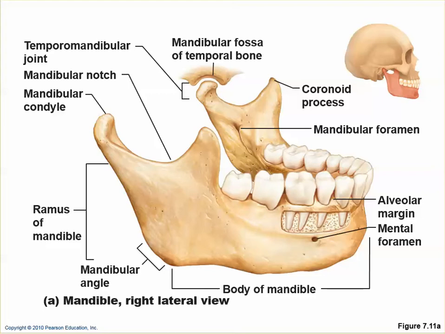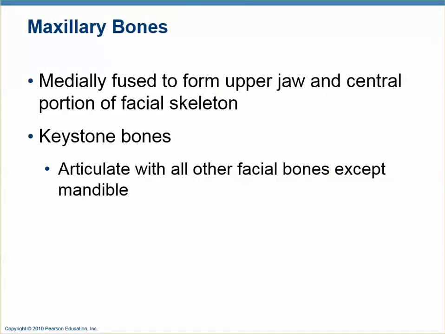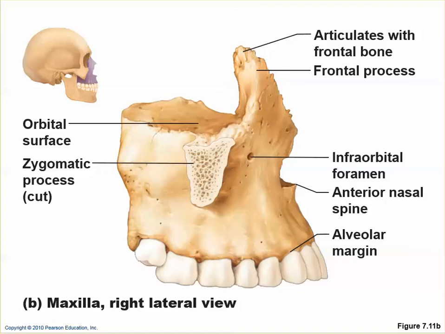So this is the mandible, the lower jaw. The maxillary bones, there's actually 2 of them, and they make up the upper jaw. They're like the sphenoid bone in that they articulate with all the other facial bones. So it ends up looking like this.